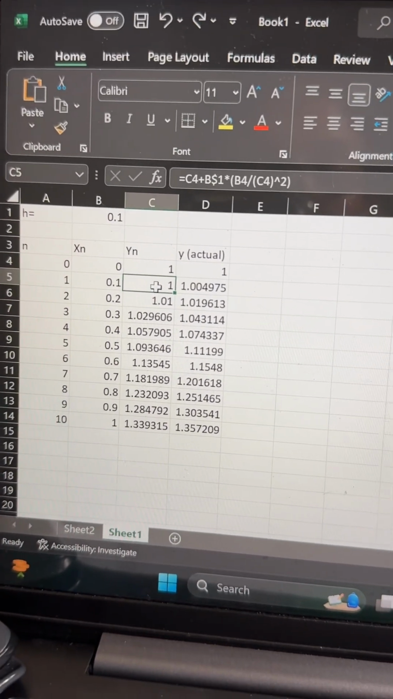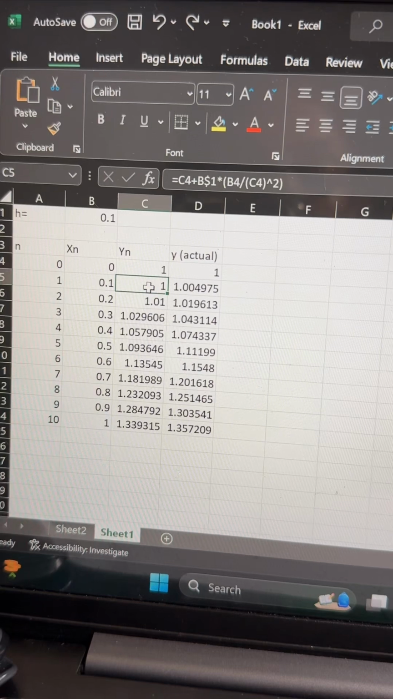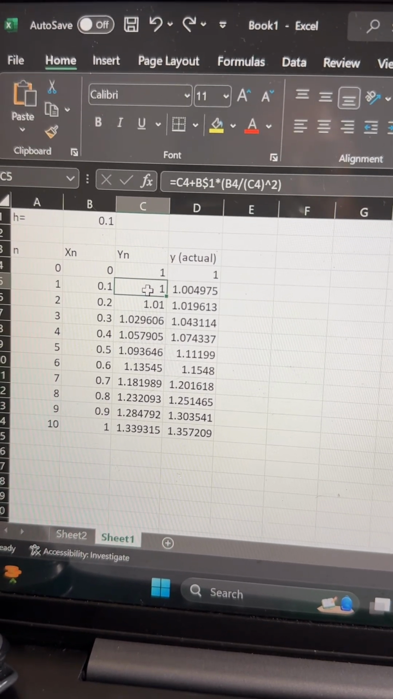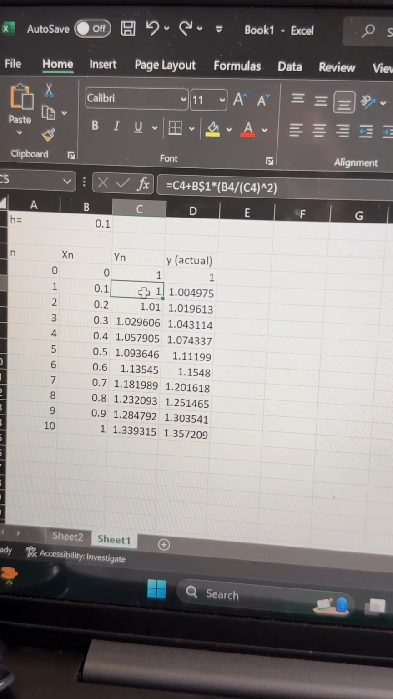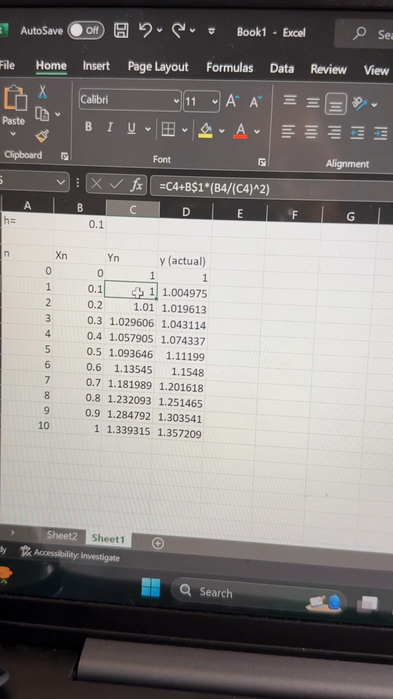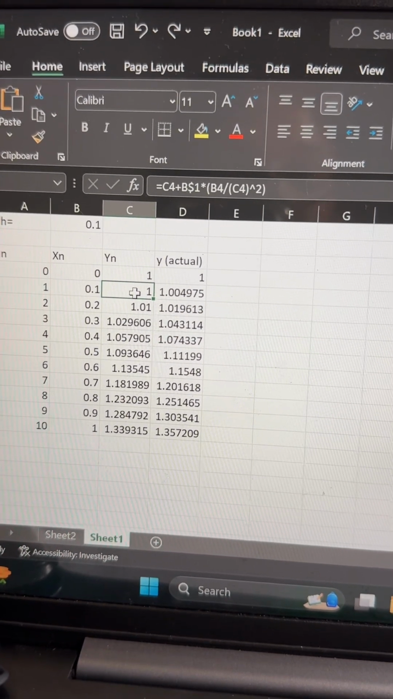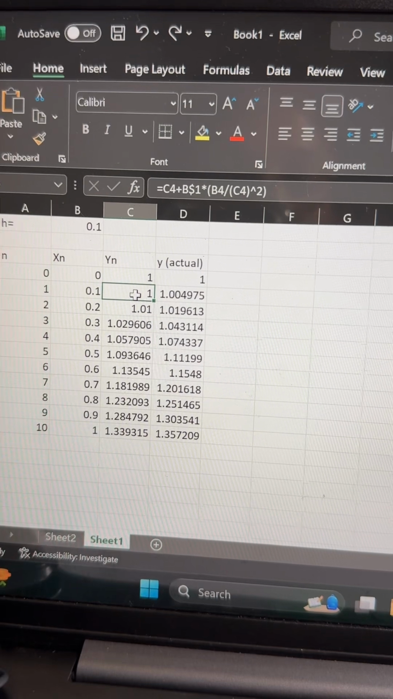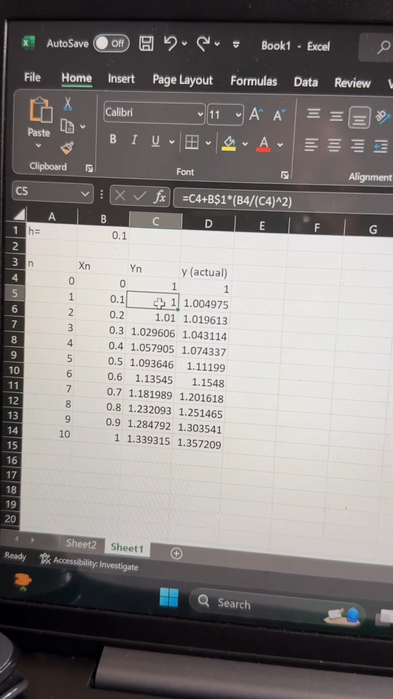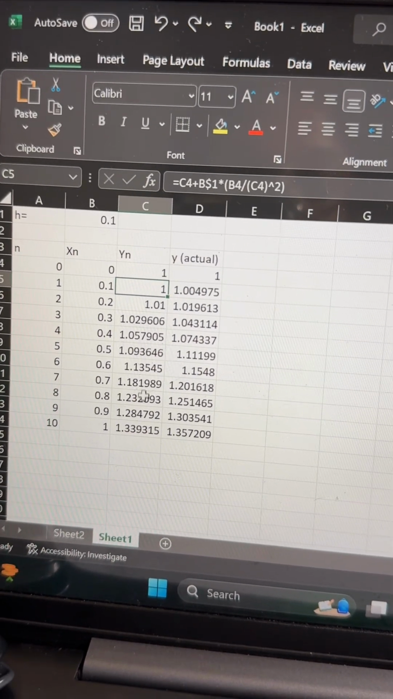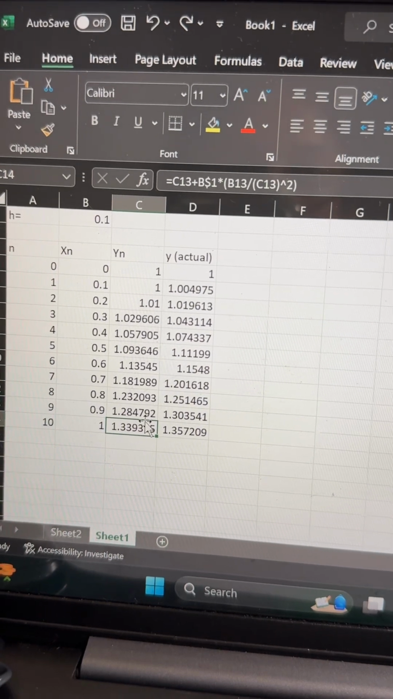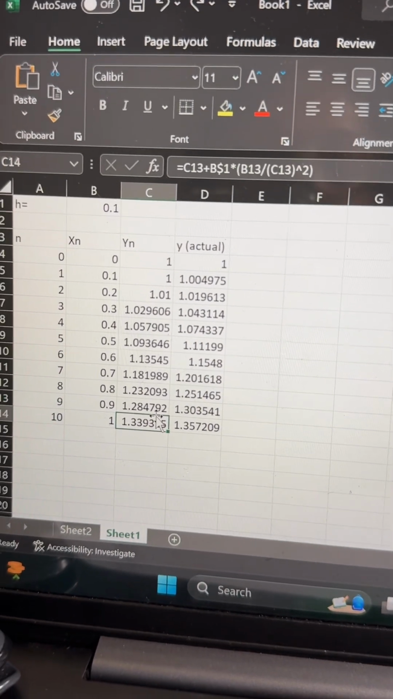Next, we look at the column y_n. y_n would just be found using the formula. The formula in this case would be y_{n+1} equals y_n plus h times f(x, y). When we put that into Excel, we just have to copy the formula to the rest of the column, and Excel will calculate the values of y0 to y10 respectively.